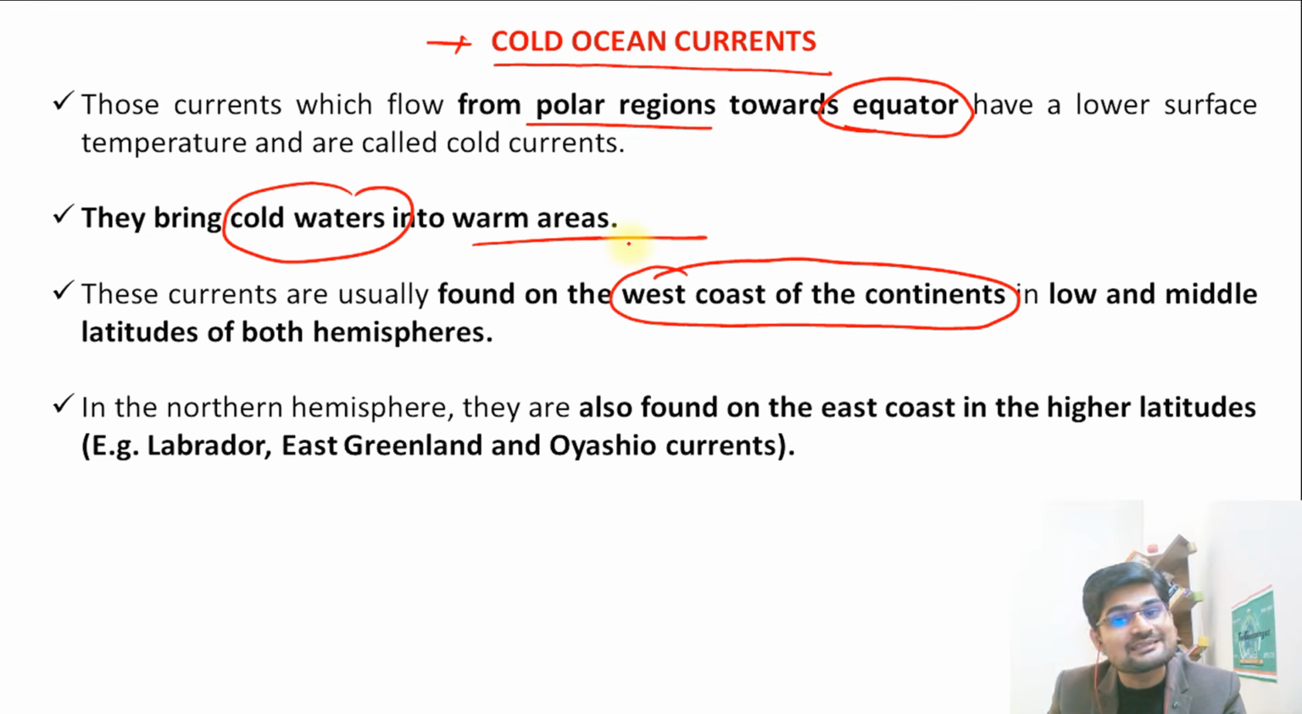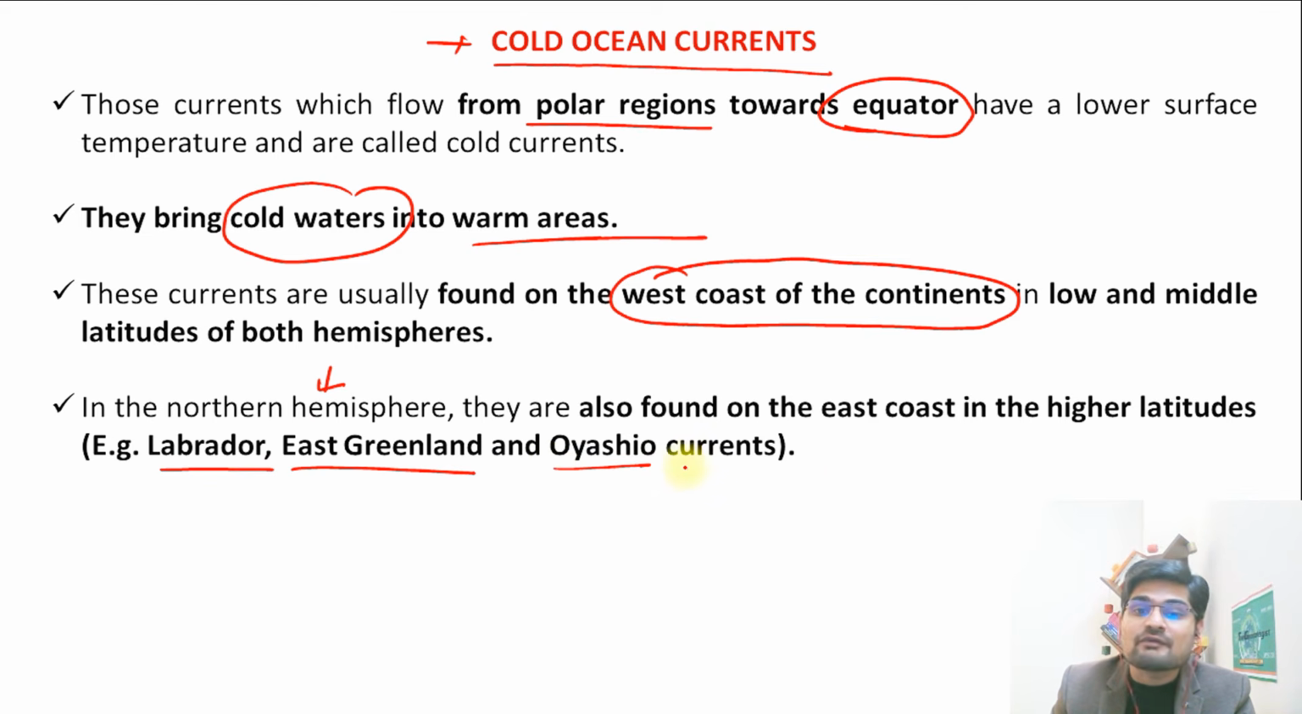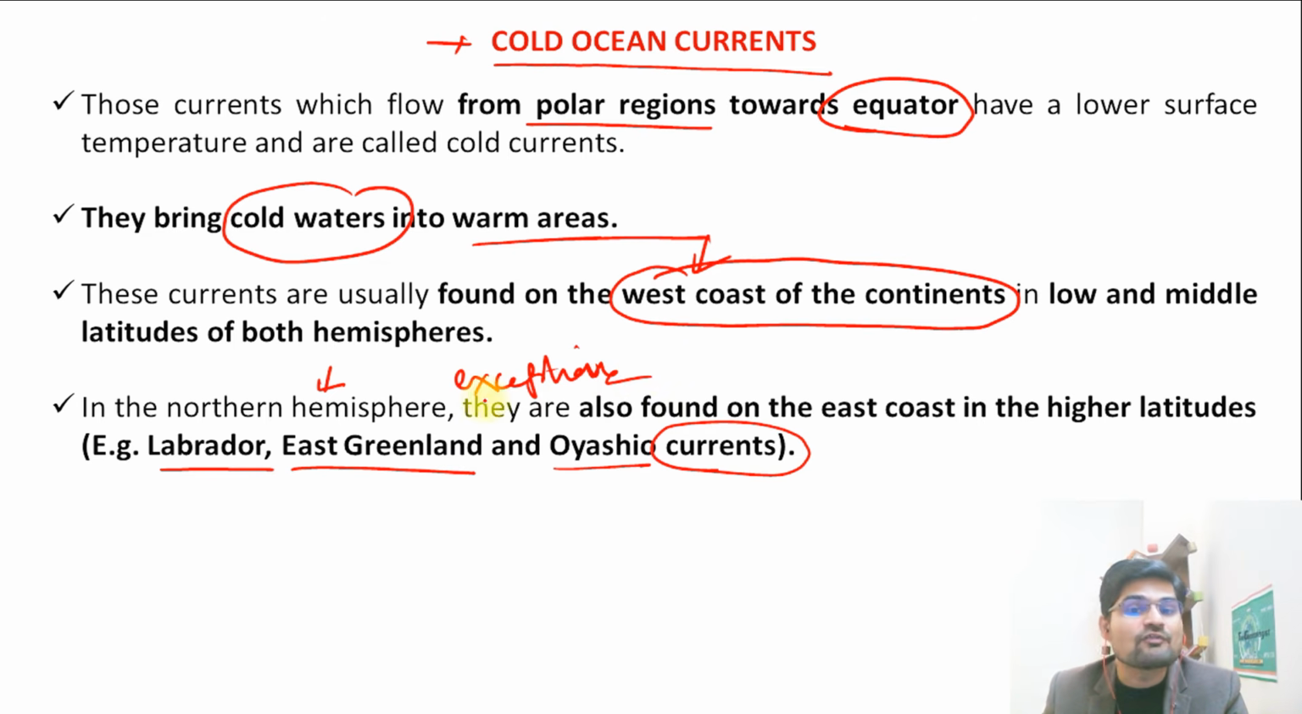Warm currents are usually found on the eastern coast, and there was also an exception. Here also there is an exception in the northern hemisphere, that areas like Labrador and eastern Greenland are full of these cold ocean currents, but they are not found on the western coast. So these are the exceptions, like we have exceptions in the warm currents as well. Just remember the exceptions as well, because many times the question does not cater to the mainstream ocean currents, but rather to the exceptions.